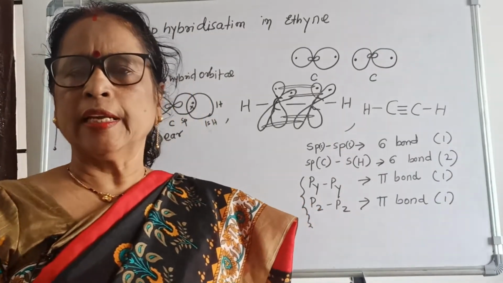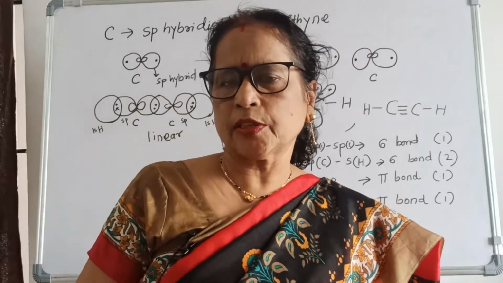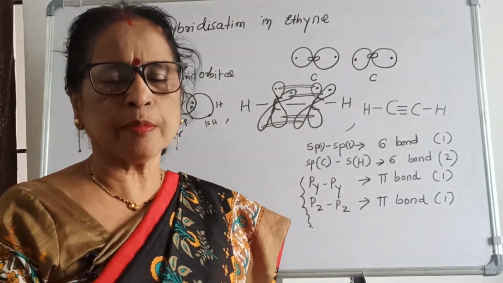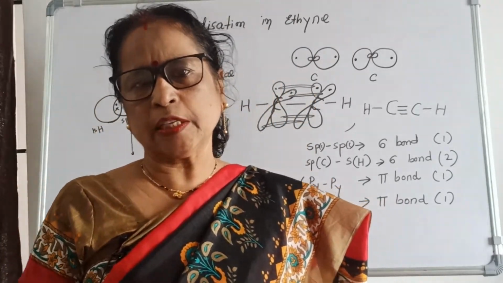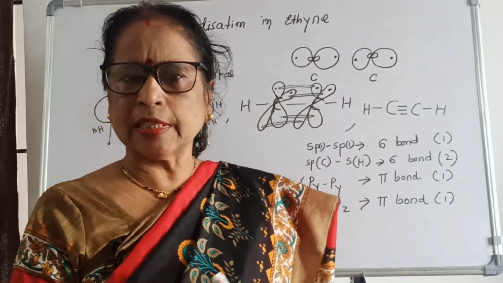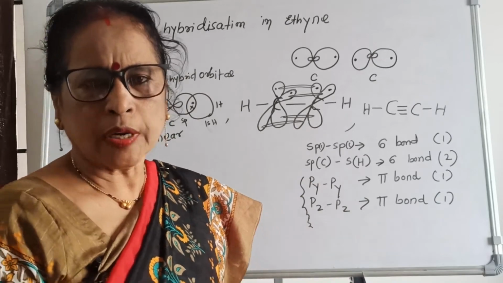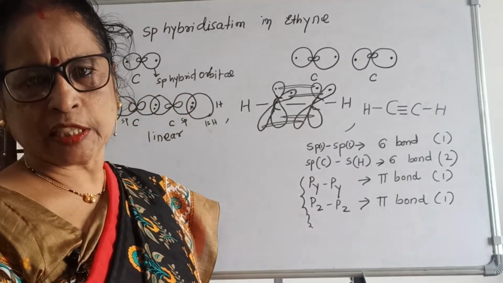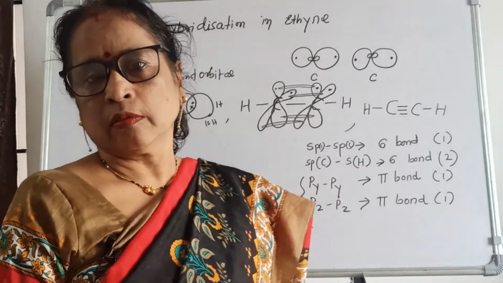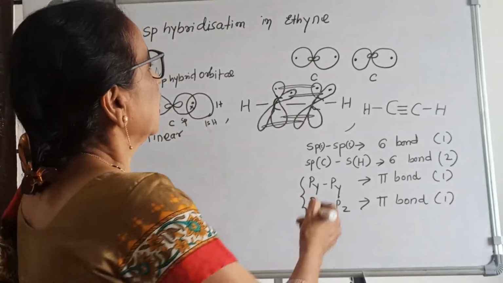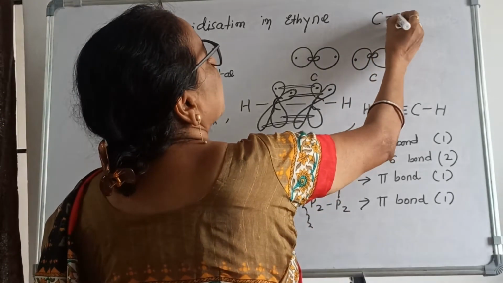I told you that in ethyne sp hybridization takes place, that means carbon has sp hybridization. There are two carbons in ethyne, so they undergo sp hybridization. What is the formula? CH triple bond CH. That means here you can write like this.